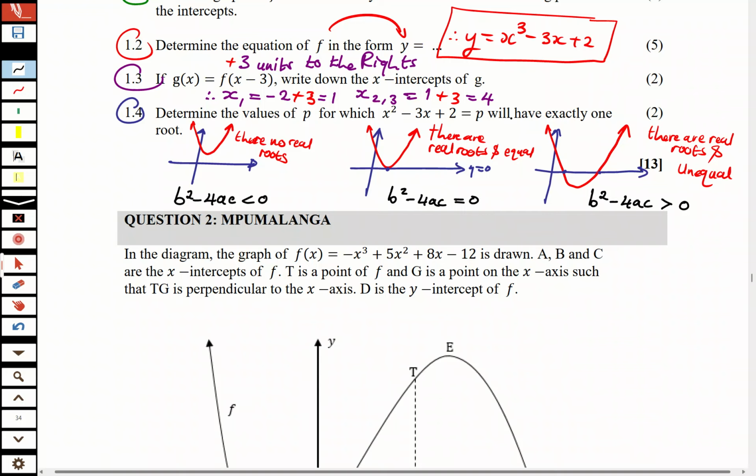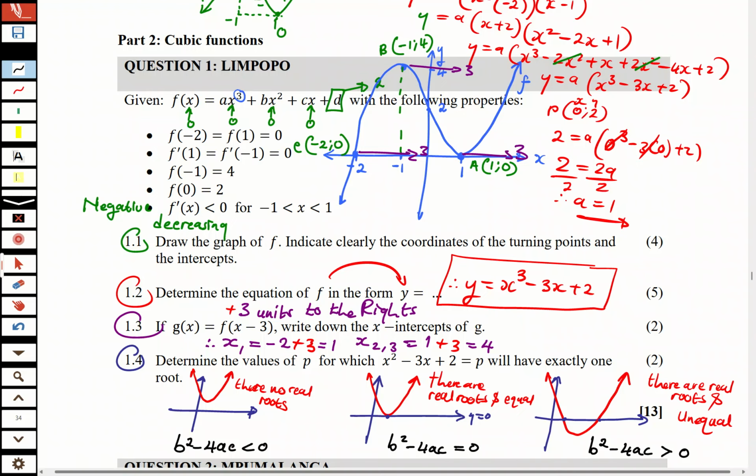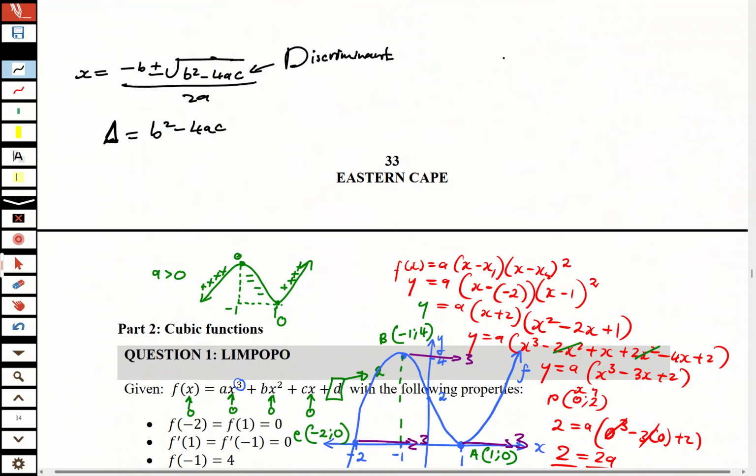Now the question is, determine the values of p for which x squared minus 3x plus 2 equals p will have exactly one root. I hope by now you got the answer. Here we have exactly one root, meaning the roots are repeating. So the equation is x squared minus 3x plus 2 equals p.